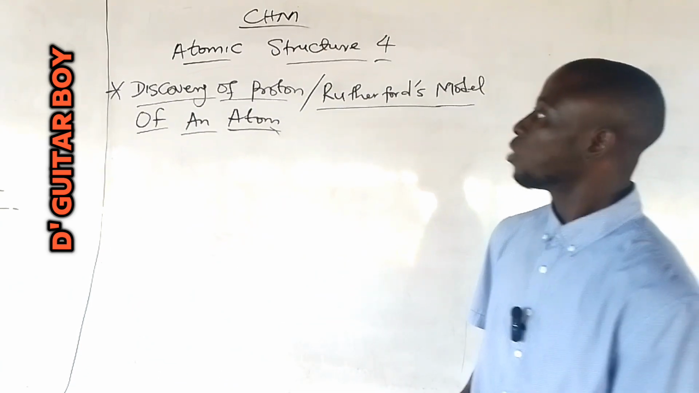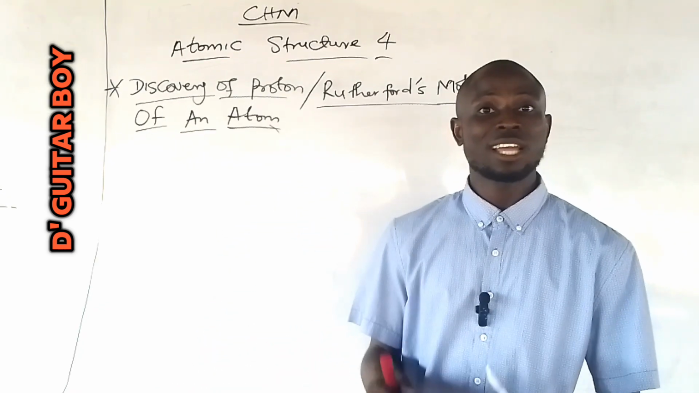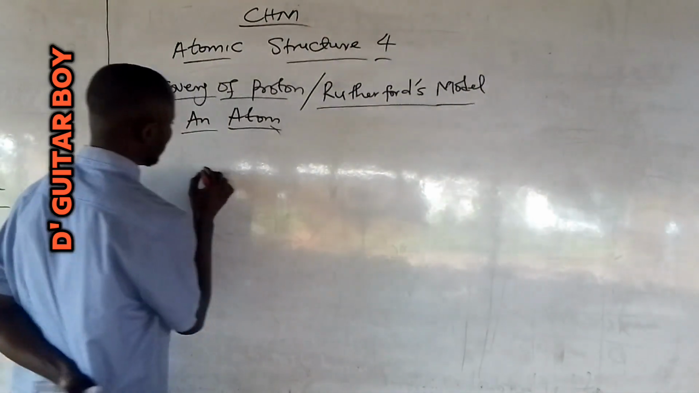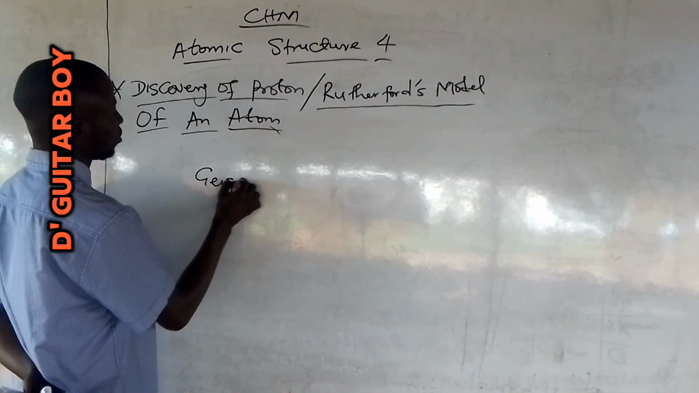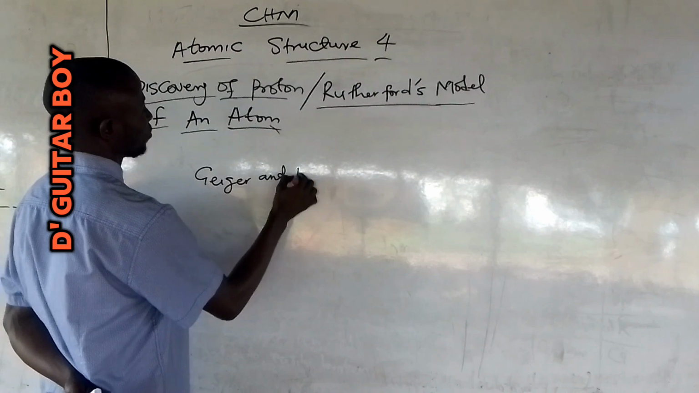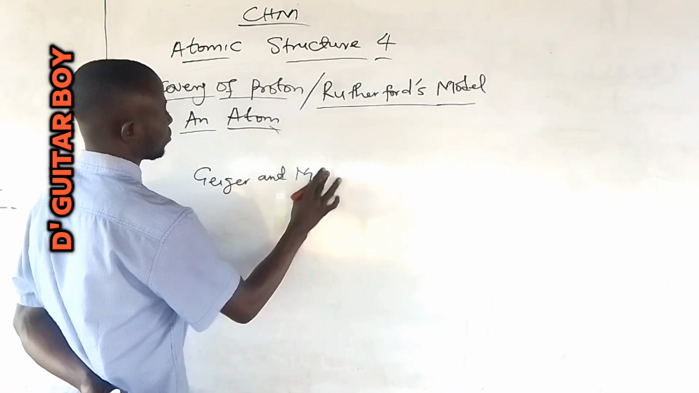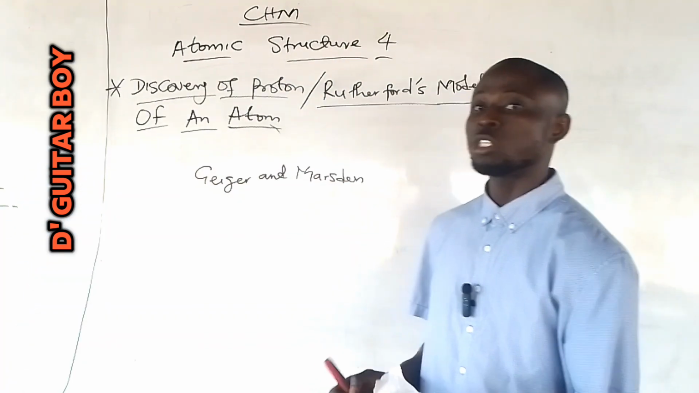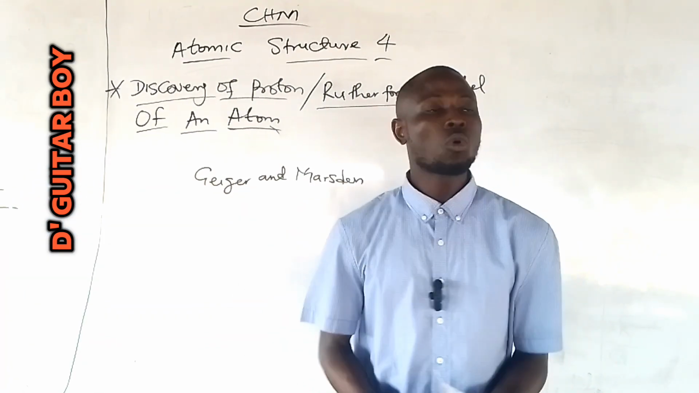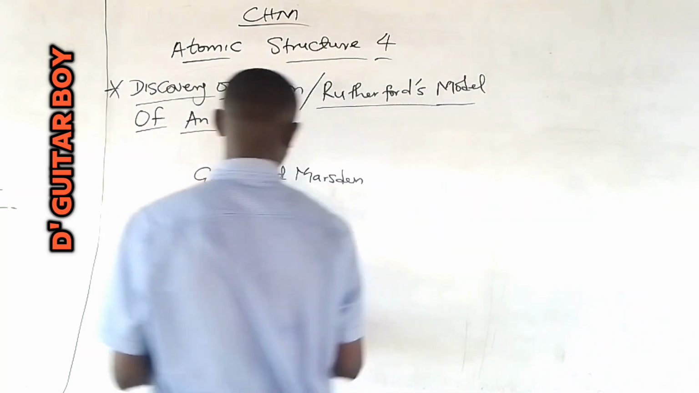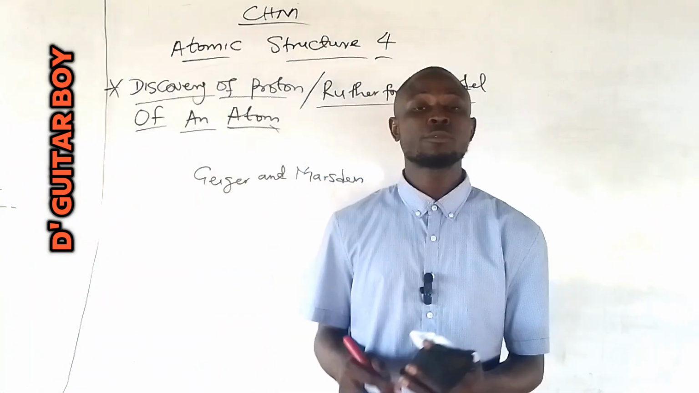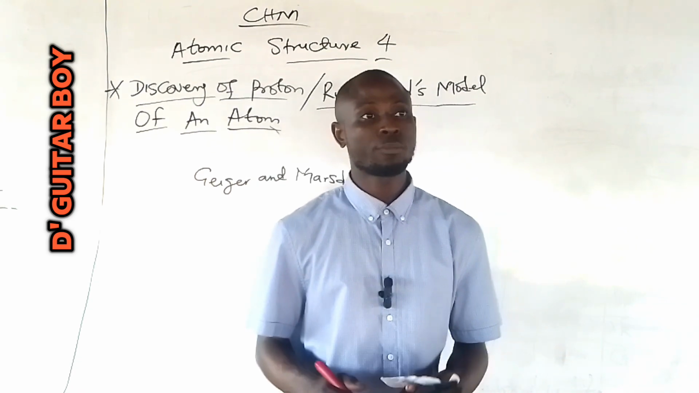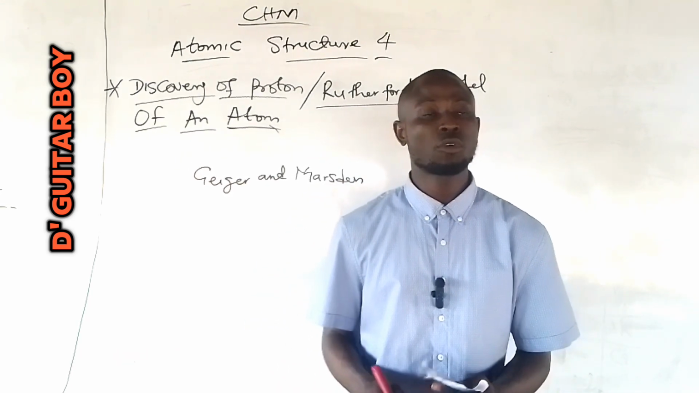Now, in order to know what is inside an atom, Geiger and Marsden, Rutherford's boys, the two of them were Rutherford's boys. What they did was that they bombarded a thin gold foil with a narrow beam of alpha particles.